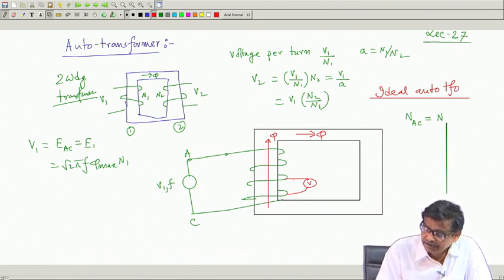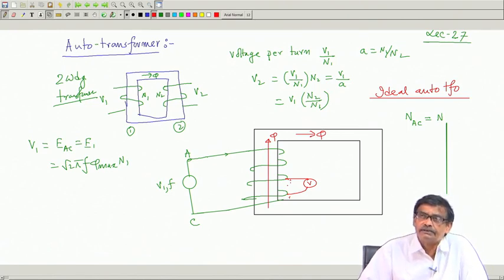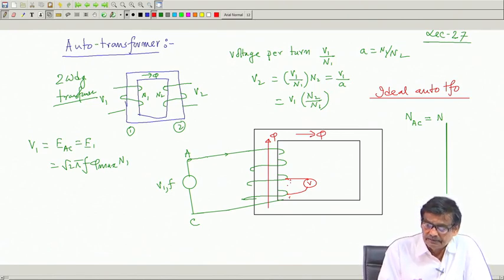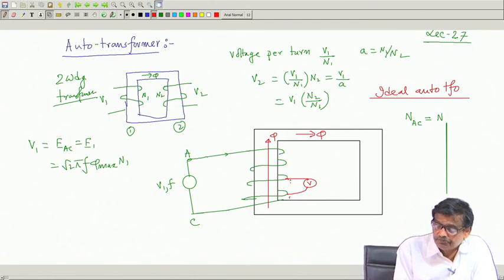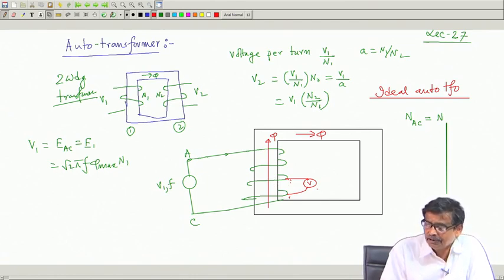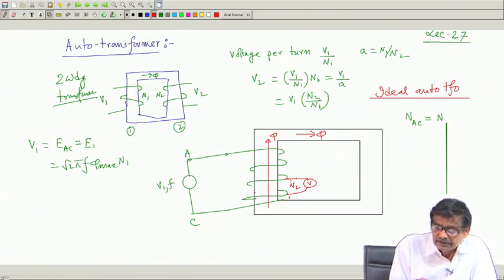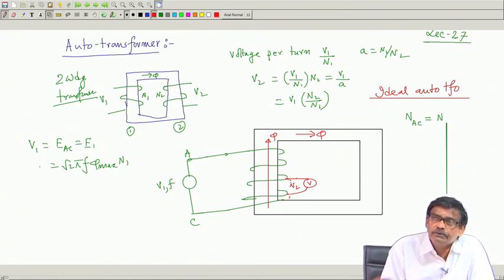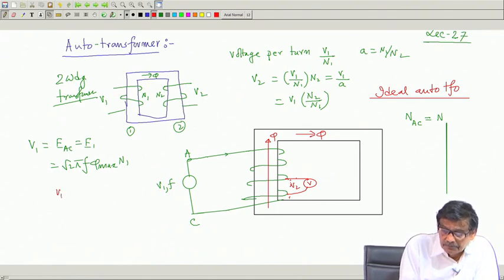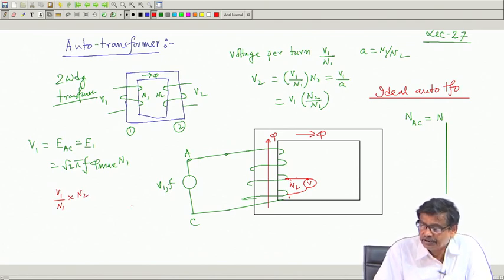If you applied V1 here, you will then tell how many turns are there between these 2 points. Because voltage per turn remains same, multiply with N2. So, if there are N2 turns here between these 2 tappings, the voltage induced will be V1 by N1 into N2. Voltage per turn is V1 by N1, and that into N2 will give you the voltage here.